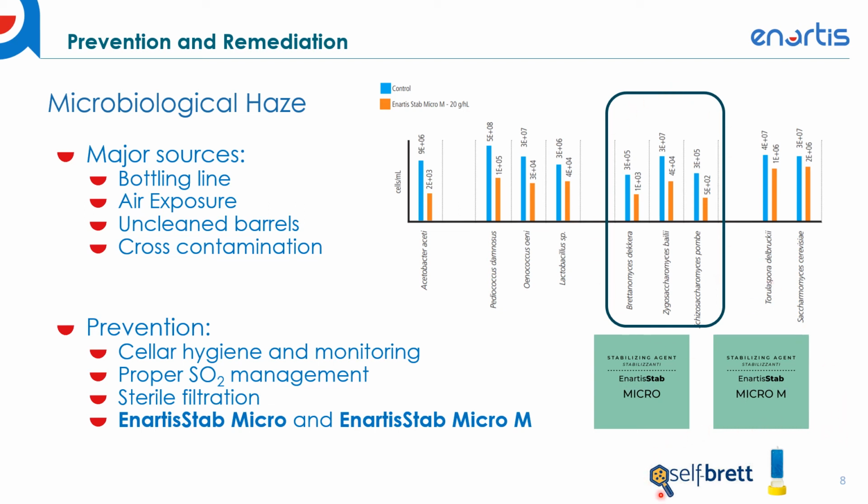I also have here a picture of Self-Brett, which is an in-house plating agar tube where you can screen wines to see if you have Brettanomyces present. Highly recommend this. It takes about 7 to 10 days for the cultures to grow at room temperature, but it's a very good screening tool just to verify that you don't have any sort of Brettanomyces infection.